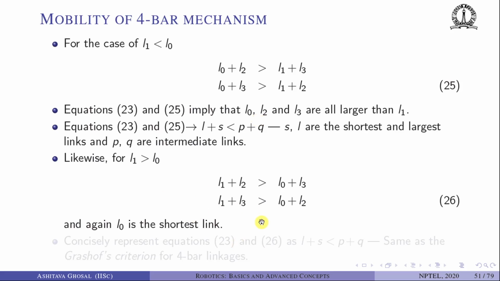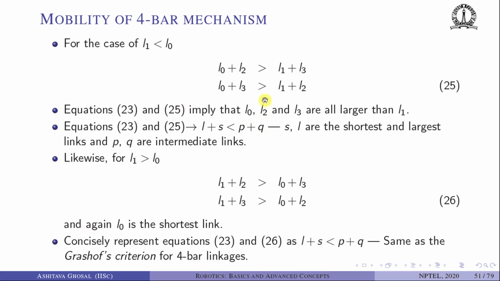So all of these four conditions, two in 25 and two in 26, can be concisely written as L plus S less than P plus Q. If you have done a course in 4-bar mechanisms, analysis or synthesis, we know that this is Grashof's criteria, which says that the length of the largest and the shortest link should be less than the two intermediate links for the crank to rotate fully, and the crank is adjacent to the fixed link.